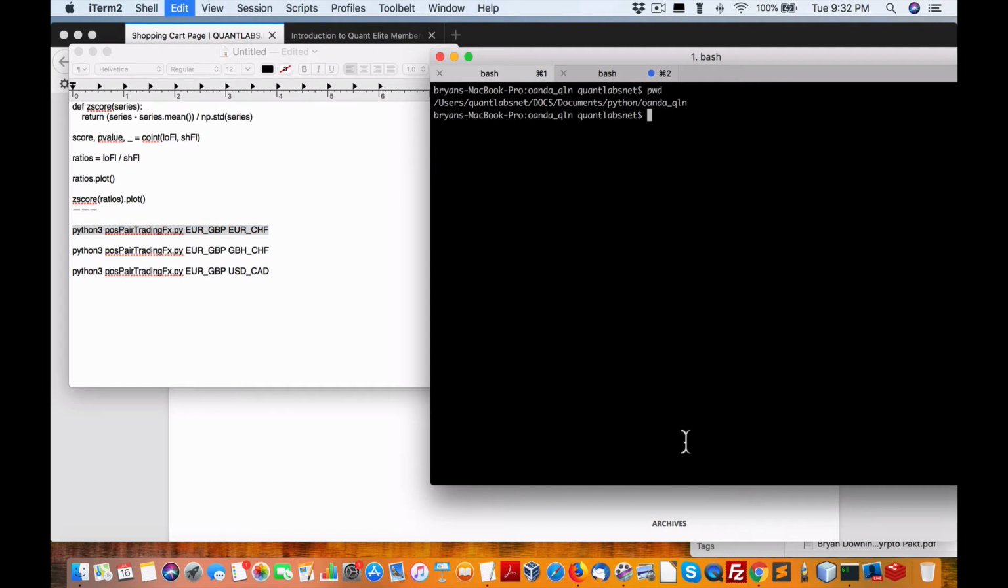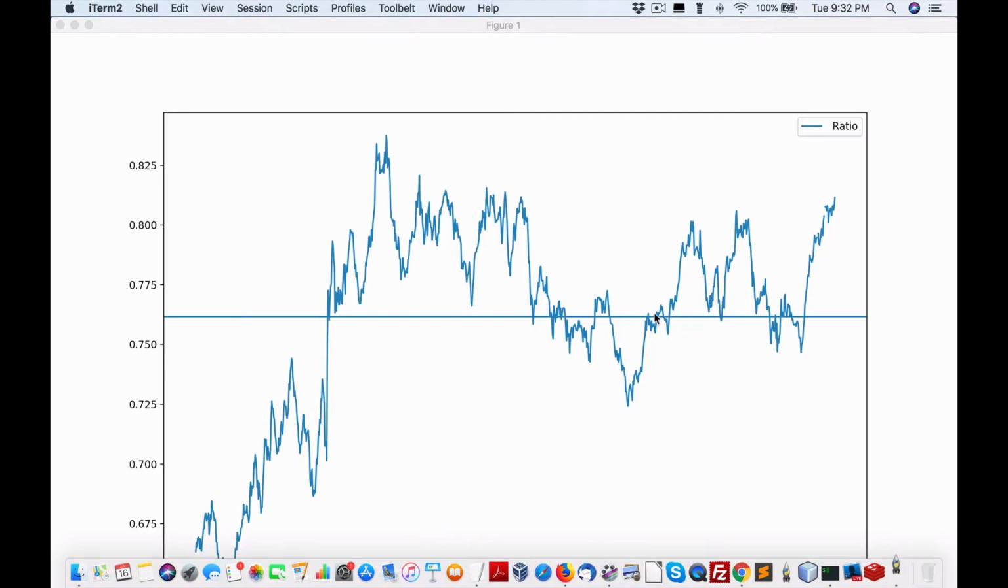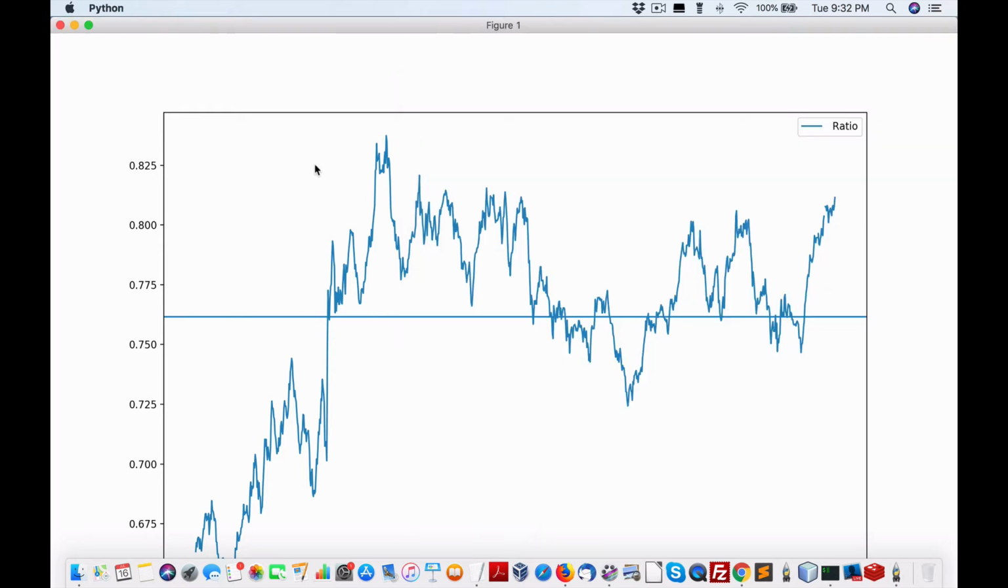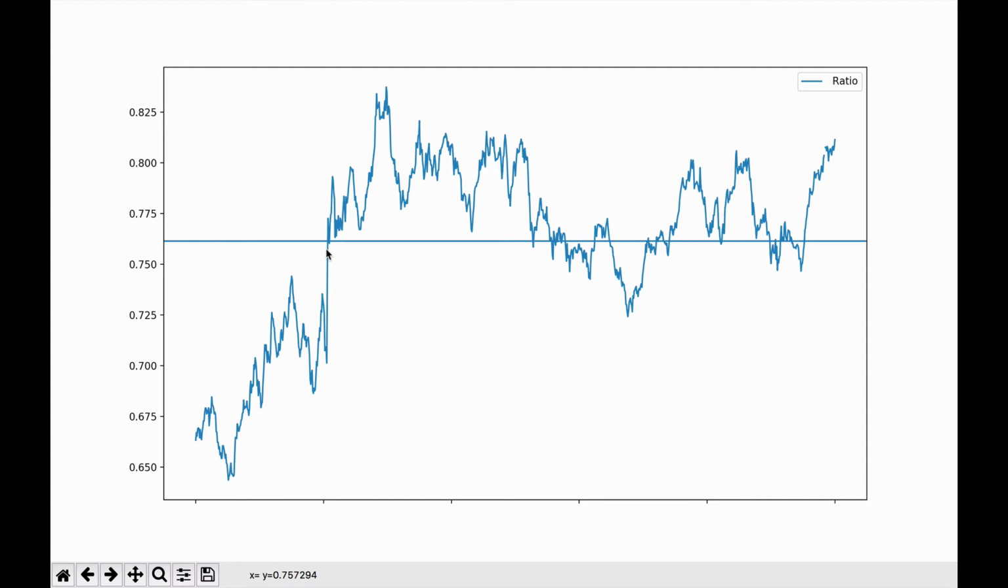As I said, there are going to be 2 charts, 2 plots. It's going to run and print out some data. Right here is the p-value, which is too high. But there are instances where you can see a form of mean reverting action. This is over the last 60 days, so it's just a raw plot.